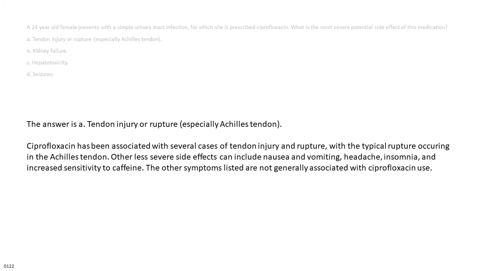The answer is A. Tendon injury or rupture, especially Achilles tendon. Ciprofloxacin has been associated with several cases of tendon injury and rupture, with the typical rupture occurring in the Achilles tendon. Other less severe side effects can include nausea and vomiting, headache, insomnia, and increased sensitivity to caffeine. The other symptoms listed are not generally associated with ciprofloxacin use.